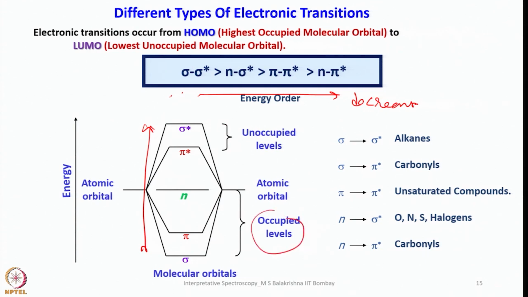In which compounds do we come across these kinds of transitions? For example, if we consider alkanes, we invariably see sigma to sigma star transitions, and you can see the gap is more here, the high energy ones. If you have carbonyl groups, then we can anticipate sigma to pi star transitions. In unsaturated compounds, where double bonds are there, pi to pi star transitions are quite common. If the compound has oxygen, nitrogen, sulfur or halogens, we can anticipate n to sigma star transitions. And again, carbonyls can also show n to pi star transitions. These are the few transitions we come across in electronic spectroscopy.